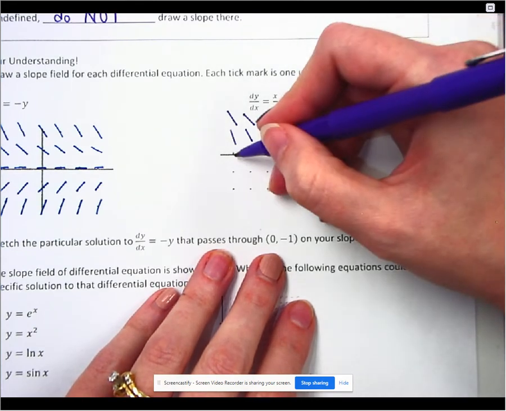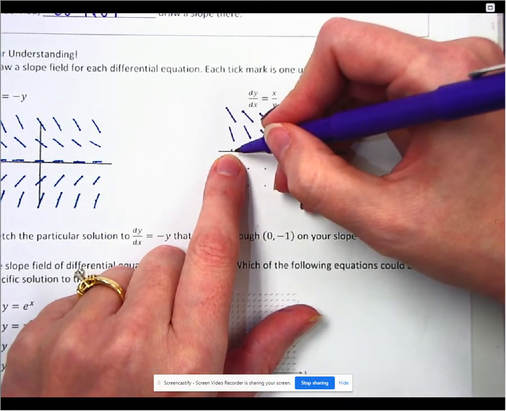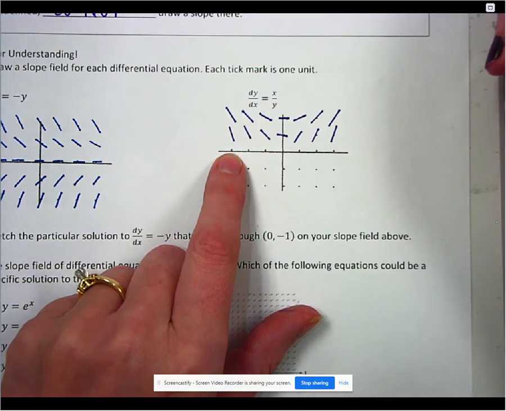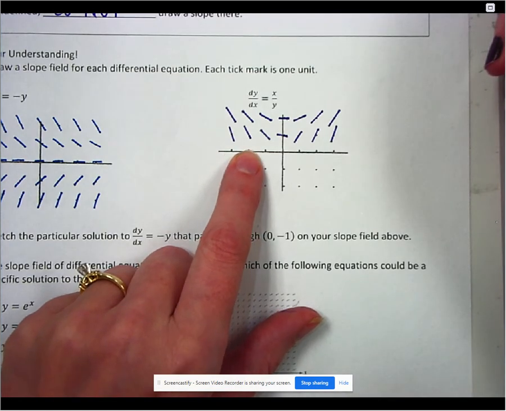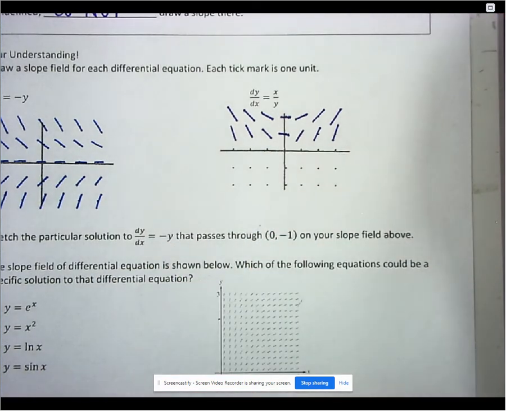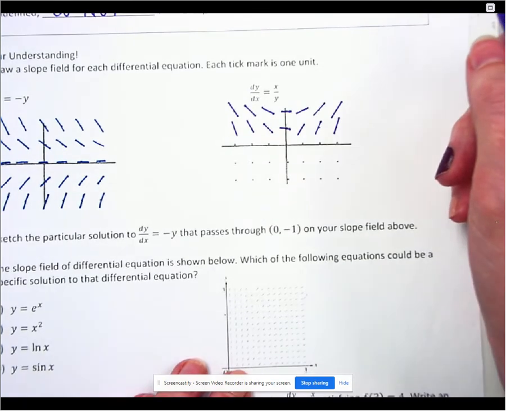All right, so then this next one, next row, this is the point 3, 0. So take 3 and divide it by 0. That's undefined. So there's no point there. This is 2 divided by 0. None of those are going to work. The whole x-axis is going to be left blank. This differential equation is undefined there.